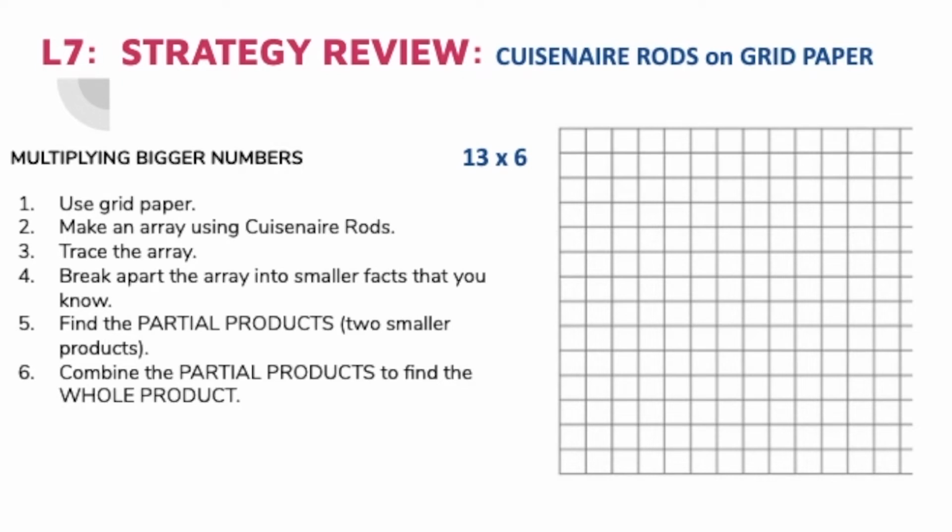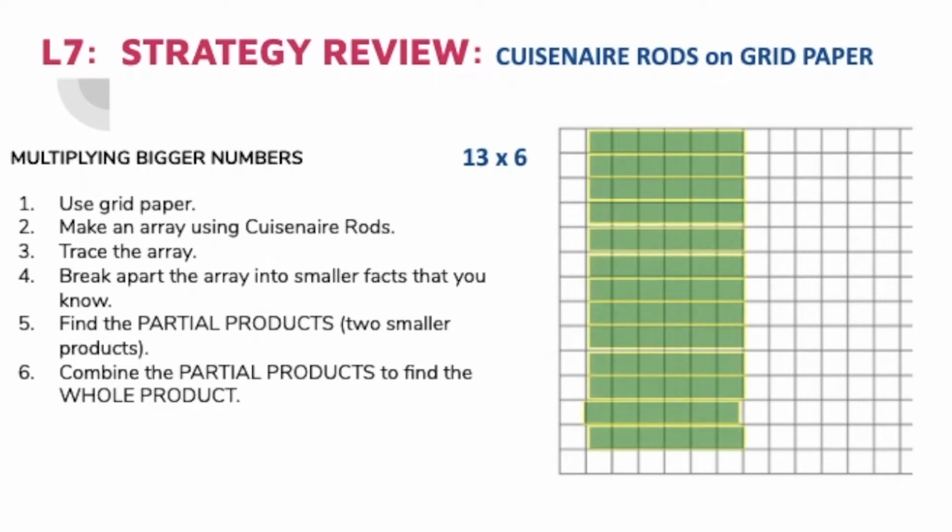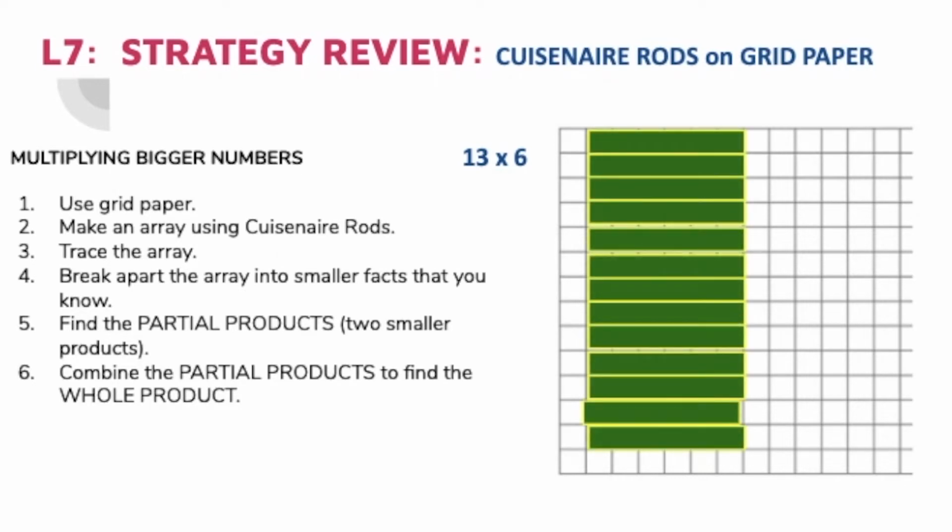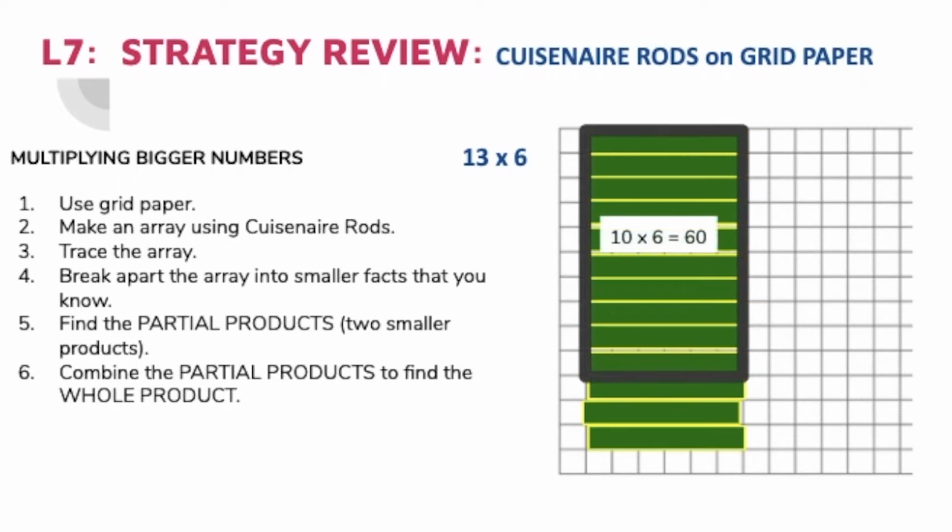When multiplying big numbers, we need to remember to use grid paper. That might be a strategy to help us. We want to make an array using Cuisenaire rods. We can see here we have 13 groups of 6 Cuisenaire rods. Then, once we build the model, we want to trace the Cuisenaire rods and trace that array. And we're going to break apart the array into smaller facts that we know.